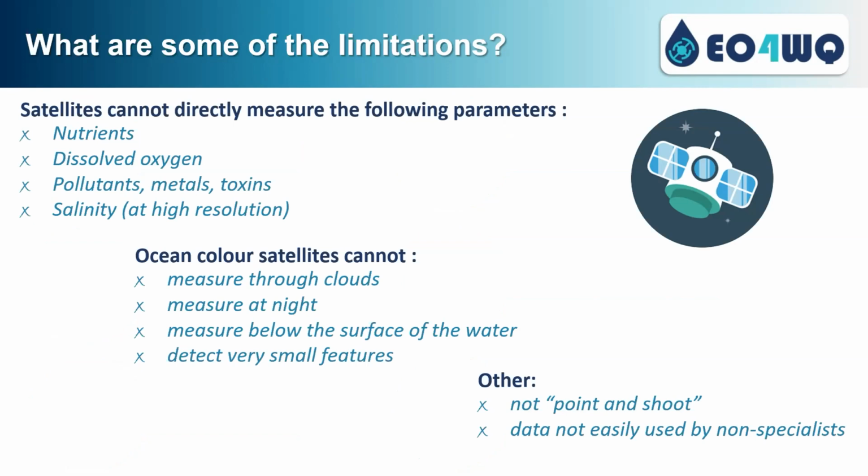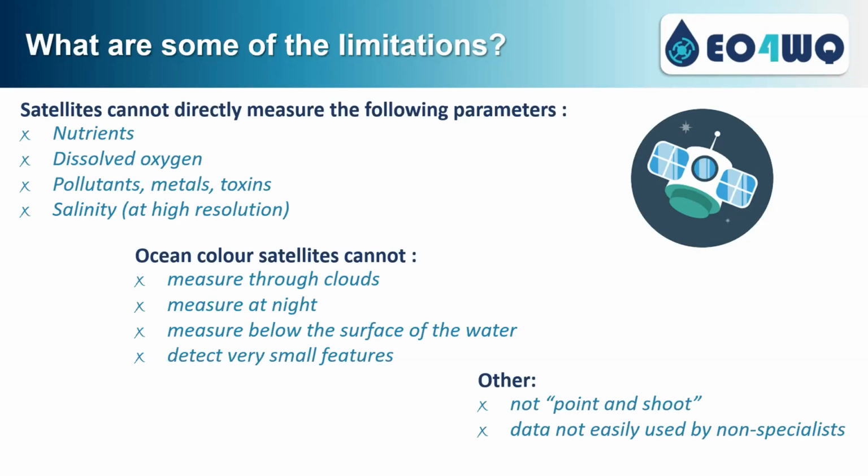Because ocean color satellites also rely on the energy from the sun, we also can't tend to measure through clouds or measure at night. And we're also limited to the surface of a water body. And whatever target we're looking at needs to be detectable by the individual pixels of a satellite sensor. So what we call the spatial resolution of a sensor.